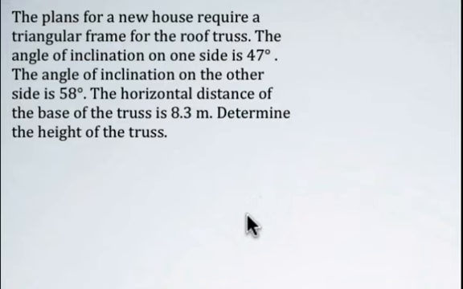Now draw a diagram and label what you know, and what you want to find is the distance from the peak of the roof to the base of the truss. And remember that the height of the triangle is going to be 90 degrees, or perpendicular, to the base of the truss.